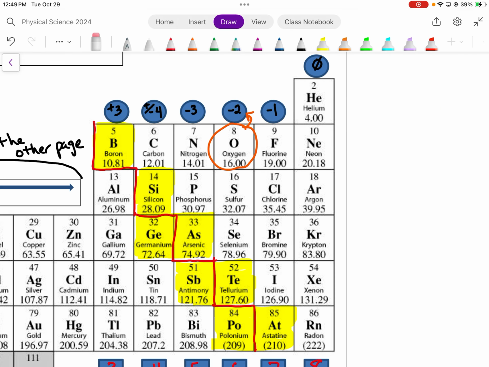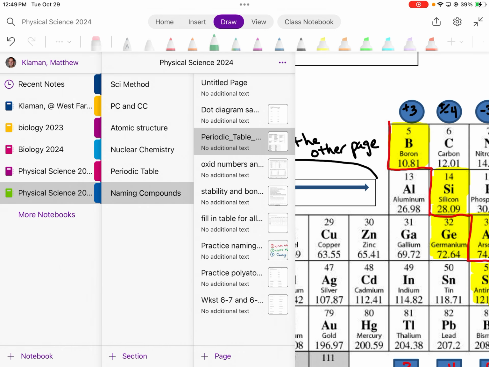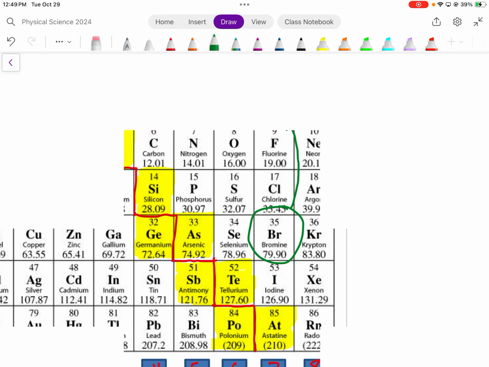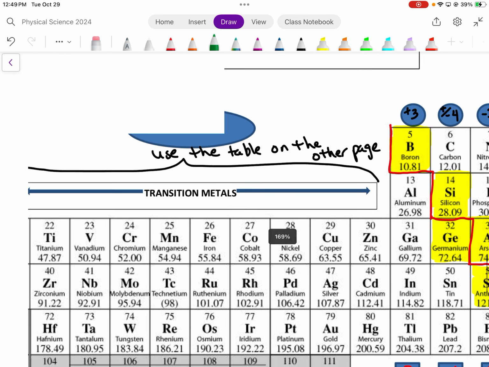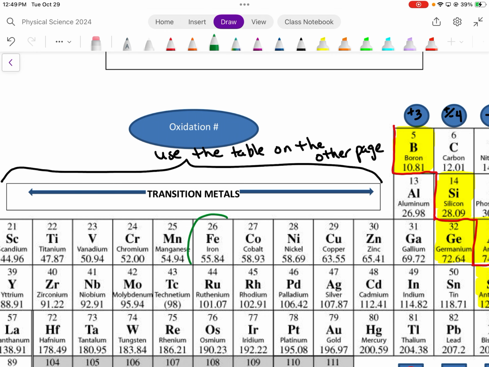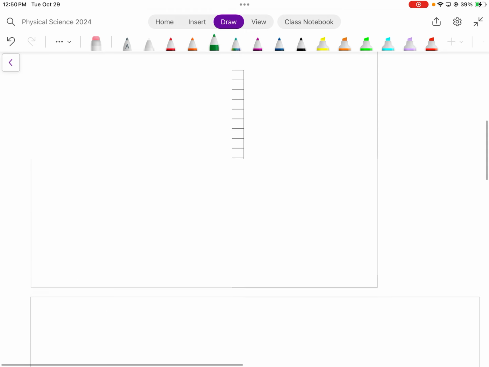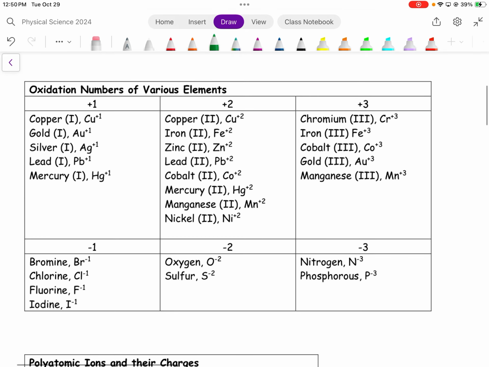So back to my periodic table. Here's bromine, capital B, lowercase r, a -1. And now I'm looking for, oh, I already forgot what it was. Iron with a 2 in parentheses. So I go back to my periodic table. Here's iron, capital F, lowercase e, but remember, here's my note, oxidation number. I gotta go to that other table. So iron with a 2 in parentheses.